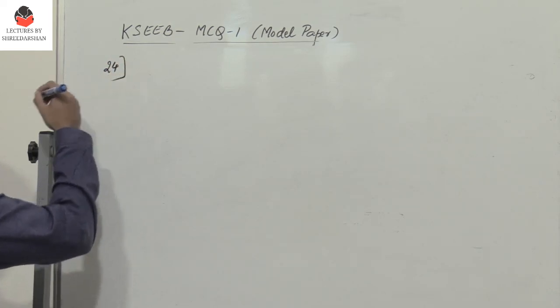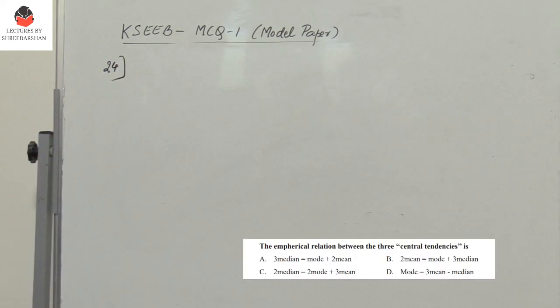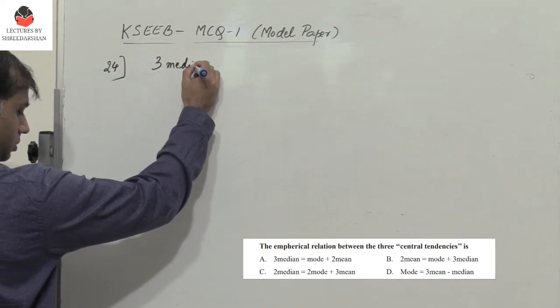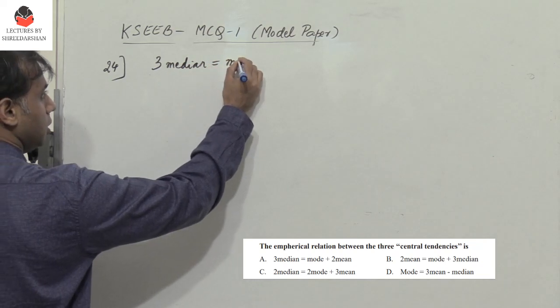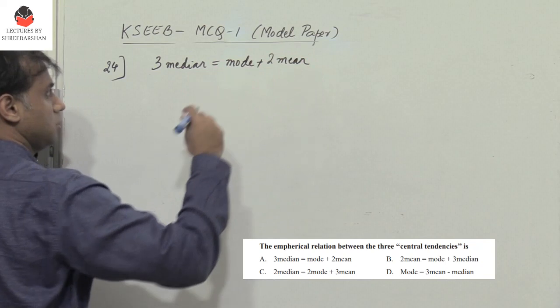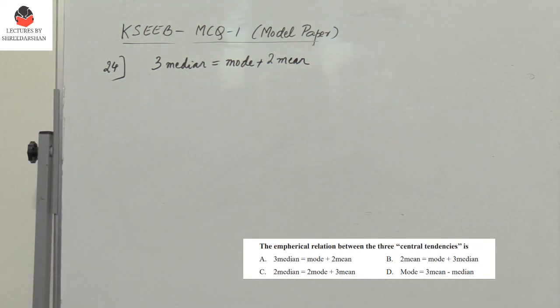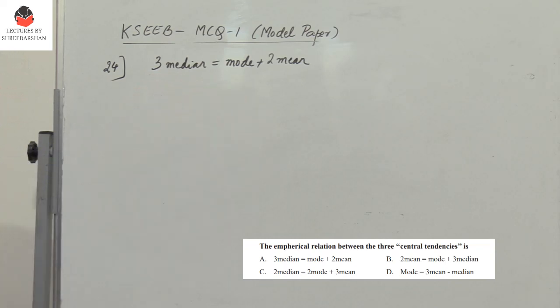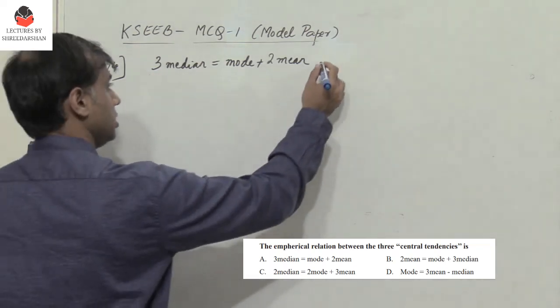24th one. The empirical relation between the 3 central tendencies is. So we know that 3 median is equal to mode plus 2 mean. This is a very favorite 1-mark question which keeps coming again and again. So you have to remember that 3 median equals mode plus 2 mean, and the right option is option A.